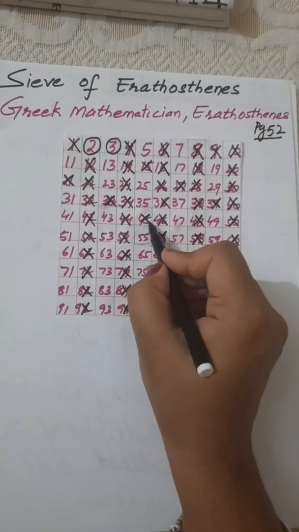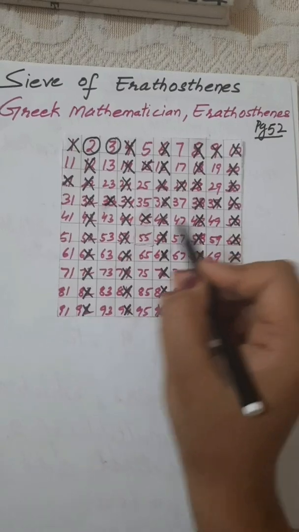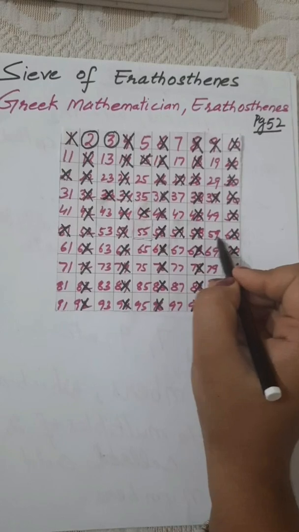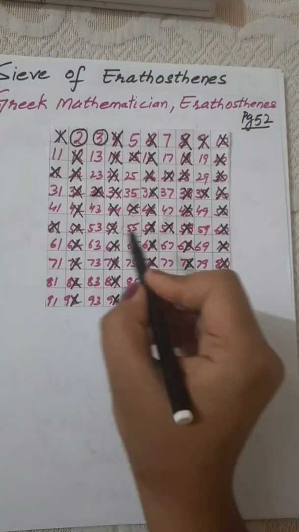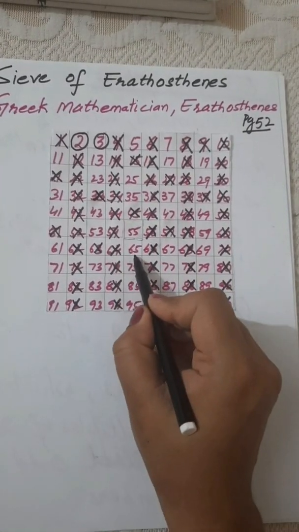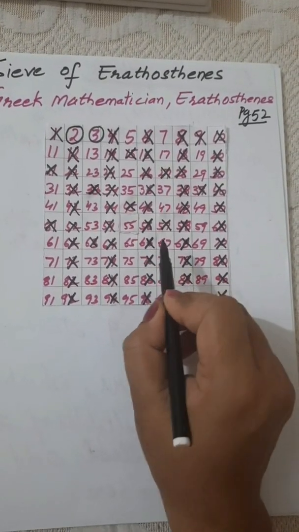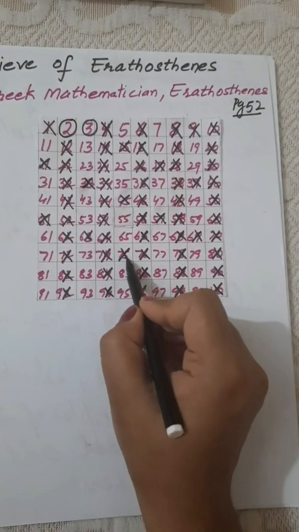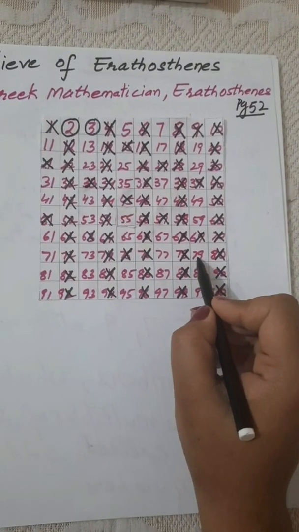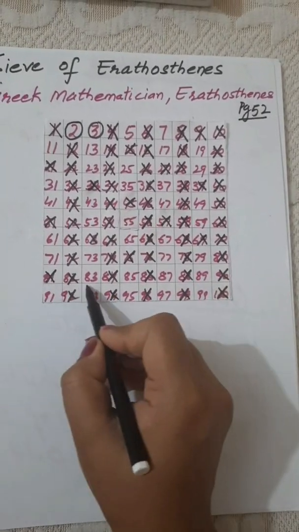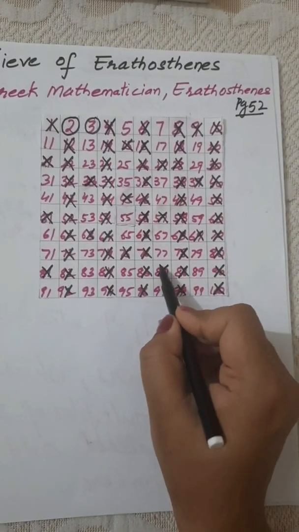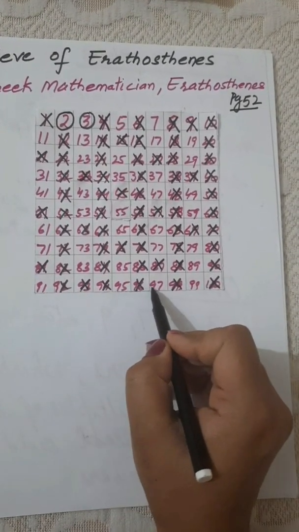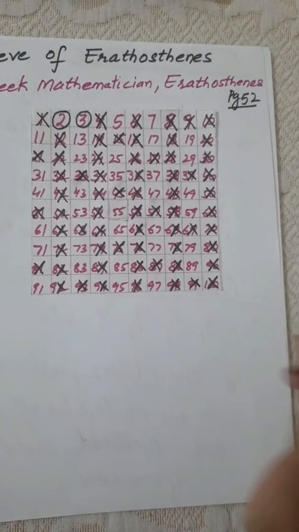then we have 45, then we have 51, then 57, then 63, then 66 is crossed, then we have 69, 72 is crossed, then we have 75, 78 is crossed, then we have 81, then 84 is crossed, then we have 87, then 93, 96 is crossed, then we have 99.